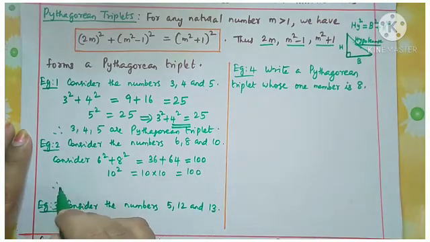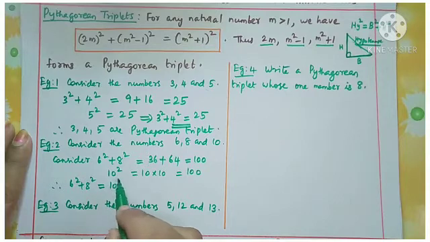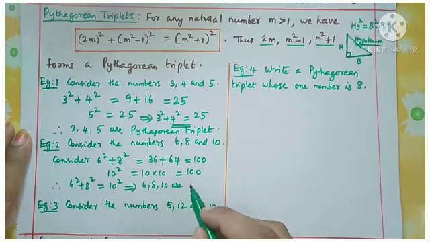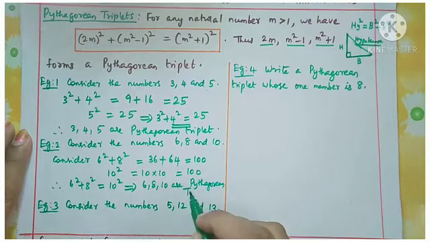So therefore what can we say? The sum of the squares of the two smaller numbers is equal to the square of the bigger number. So that implies these three numbers 6, 8, 10 are also a Pythagorean triplet.